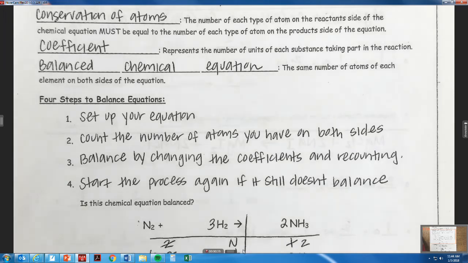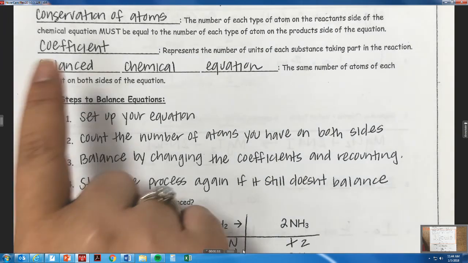So first off, conservation of atoms. Conservation of atoms is the number of each type of atom on the reactant side of the chemical equation must be equal to the number of each type of atom on the product side of the equation. So basically, if you have 2 atoms of hydrogen on your reactant side, then on your product side you should also have 2 hydrogen atoms. So 2 and 2.